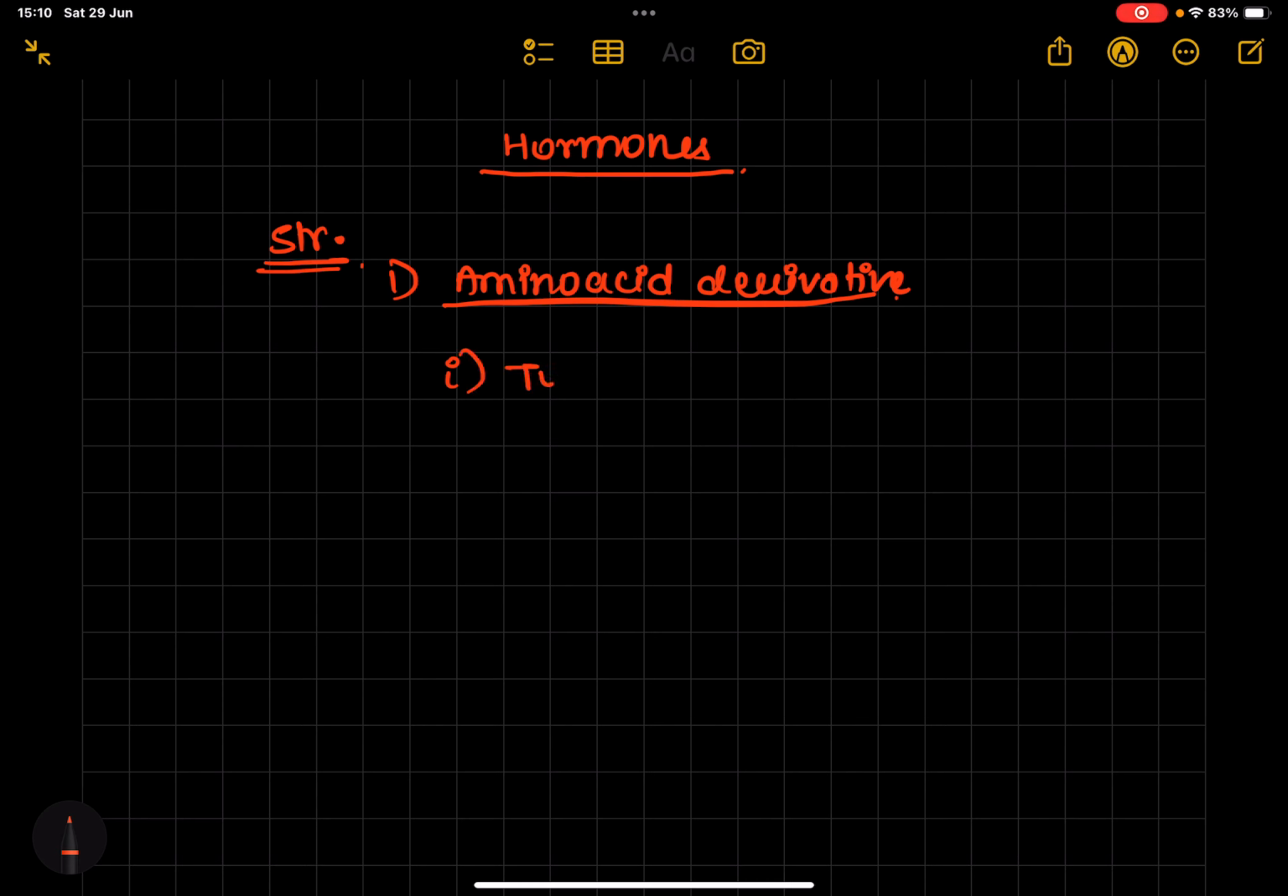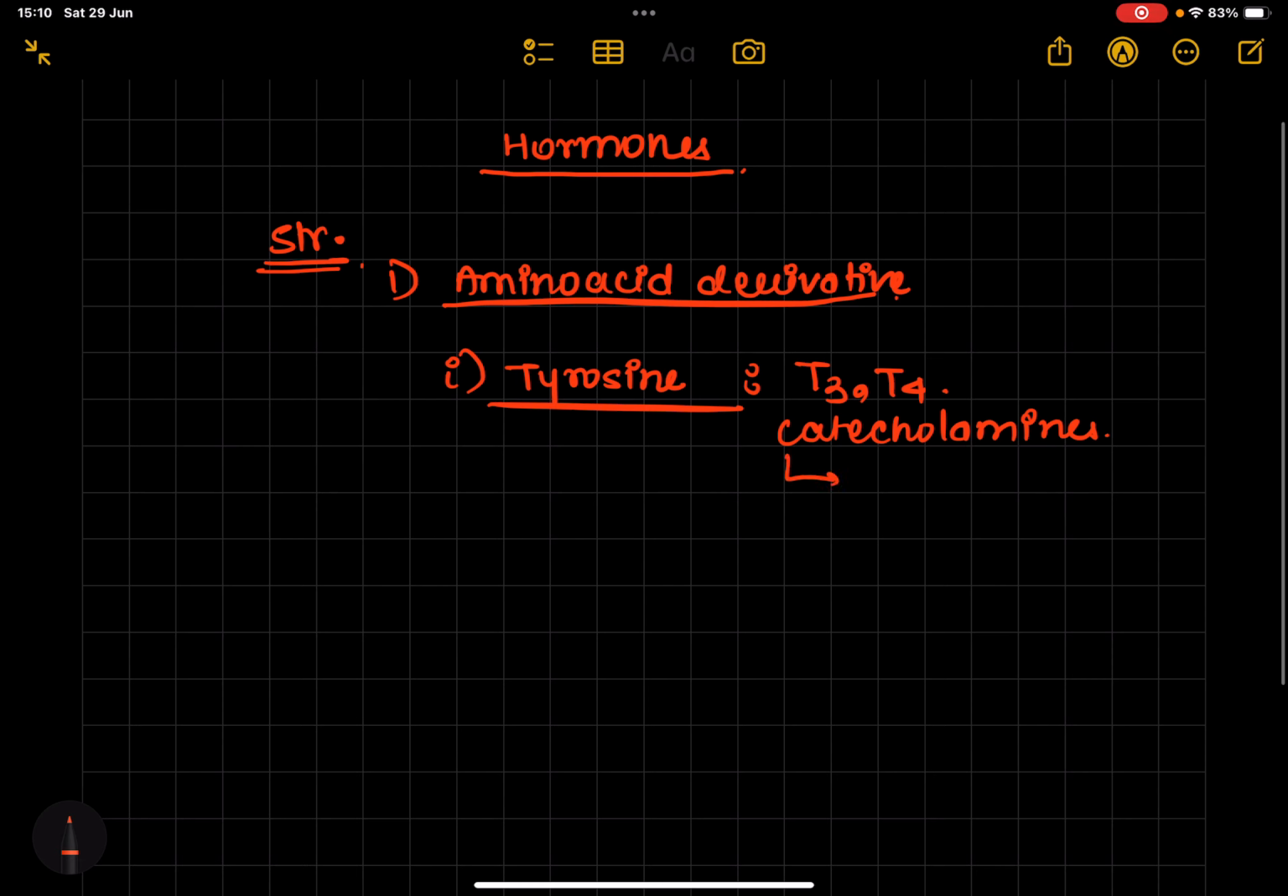First is tyrosine. टायरोसिन से थायराइड हार्मोन्स लाइक T3, T4, triiodothyronine and tetraiodothyronine, and catecholamines. What are catecholamines? Catecholamines are the hormones that are produced by adrenal medulla, and these are adrenaline, noradrenaline, and dopamine. And the order that adrenal medulla produces these hormones is it produces more of adrenaline, then noradrenaline, and then dopamine.